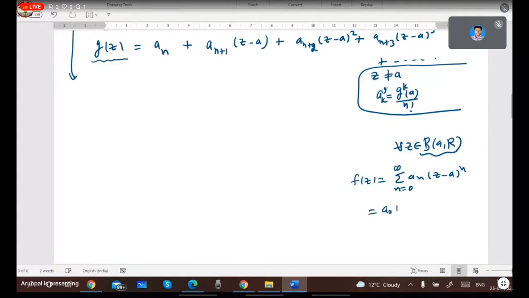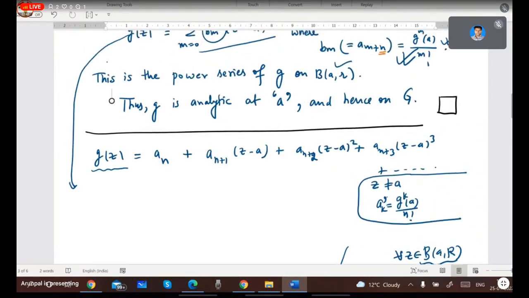And what is its full form? If you expand it, it looks like this, class. Yes or no? And then what is the value of f at a? A naught, yes. So if you remember, we don't exclude the center. But if you notice here, if I take z equal to a, then it means the value of a_n is g at a. Yes or no? Right.